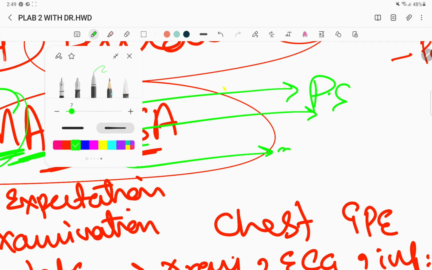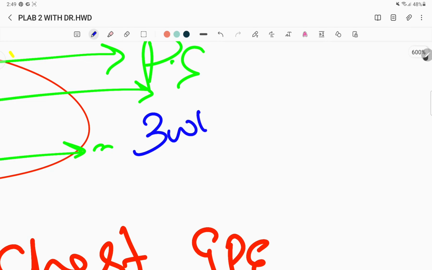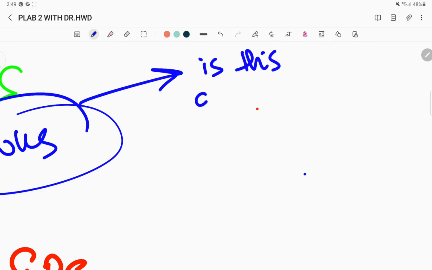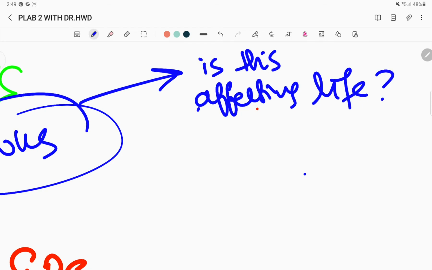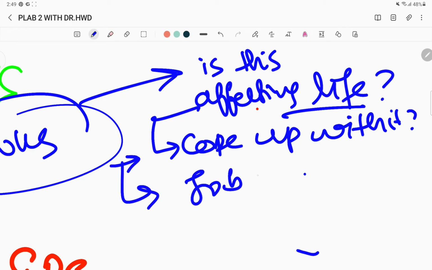So if a person comes in with a pain, any kind of pain or any kind of symptom, for more than 3 weeks, you need to ask psychosocial questions, which are 4 or 5 questions. Is this affecting your life? And if that is affecting your life, how do you cope with it? And if you're coping in a bad way, do you work? What is it that you do? If you do something, is it affecting your job?